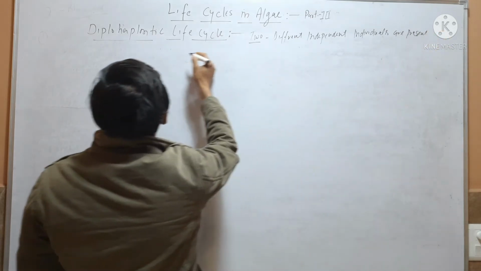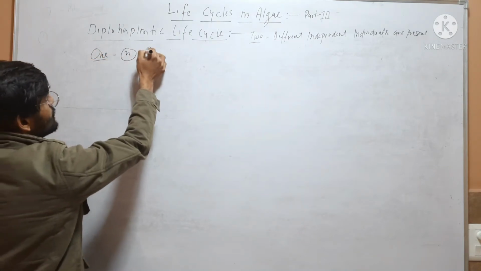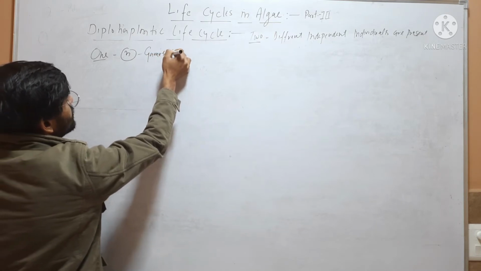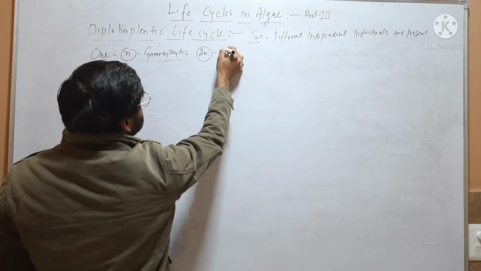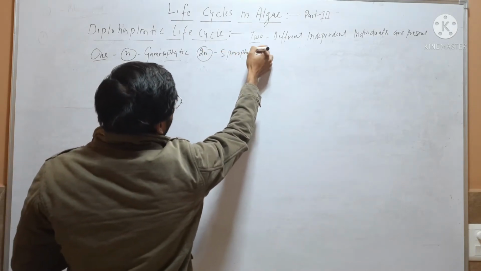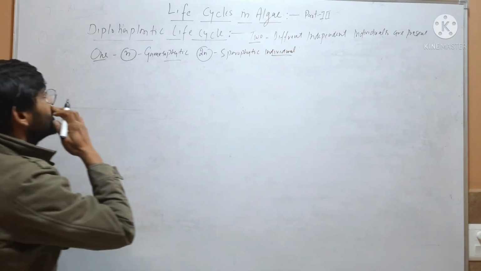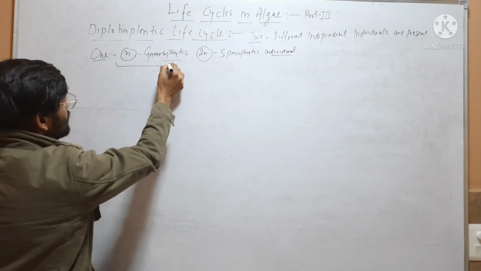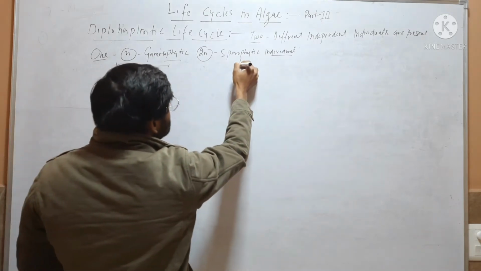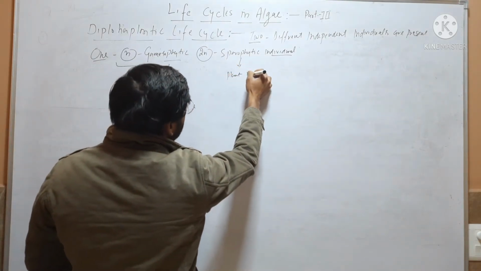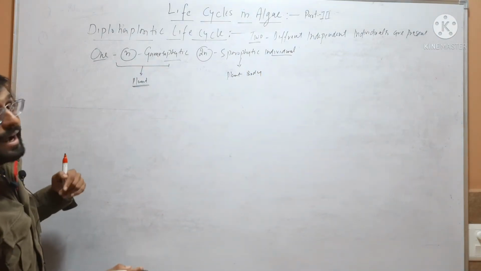One individual is haploid, that is called gametophytic individual, and another is diploid, that is called sporophytic individual. So here this individual has a separate plant body, and this has a separate plant body. Both are independent and they come one after another alternatively.